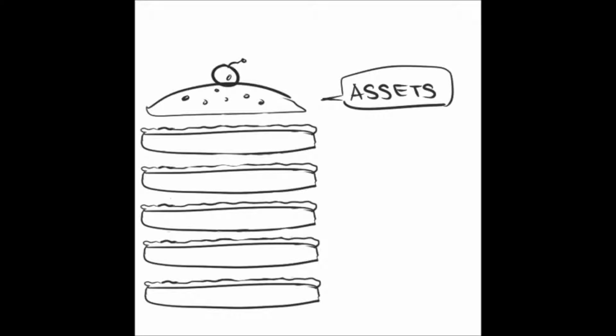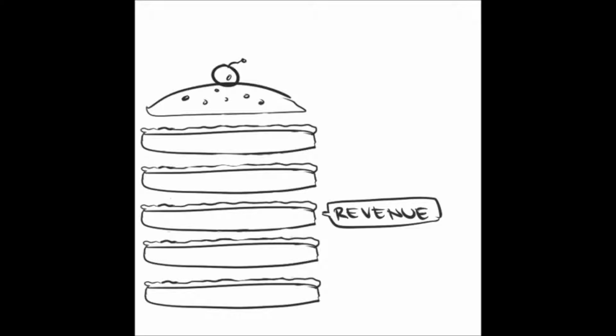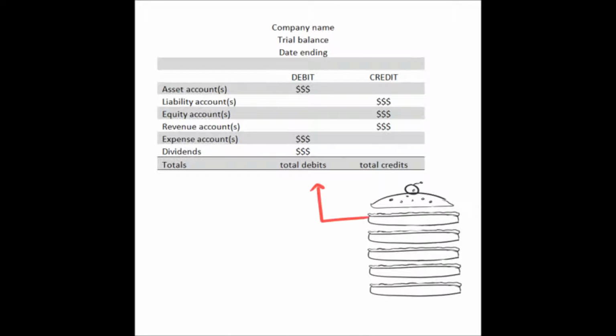The icing layer, assets, crust in unpleasant liabilities, spongy equity and then revenue, following expenses, and then the lucky last layer, dividends. These layers or accounts are then listed in the appropriate debit and credit columns. The cherry on top of the cake represents the entity's name and accounting period end.